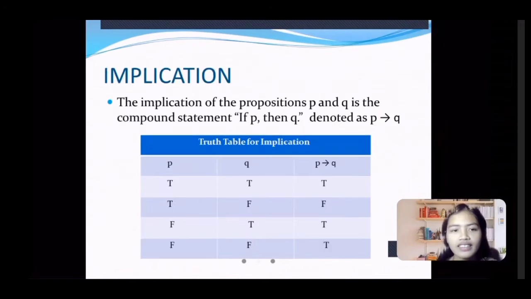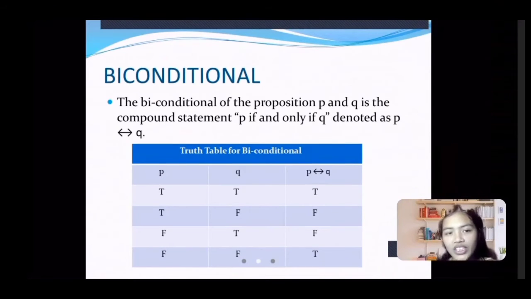So, implication. The implication of the propositions P and Q is the compound statement if P then Q, denoted as P arrow Q. This table shows that it is false only when P is true and Q is false. So that's an implication. And the last but not the least, biconditional.